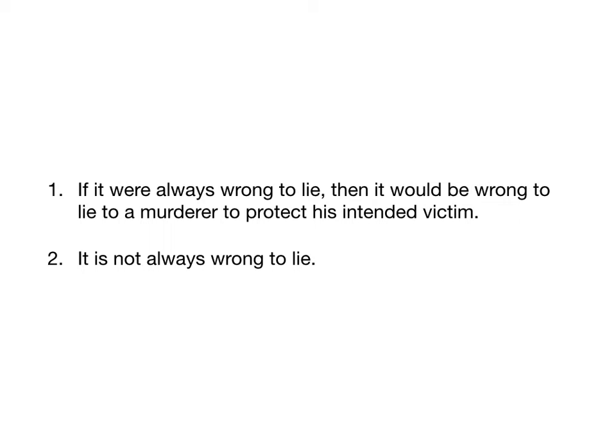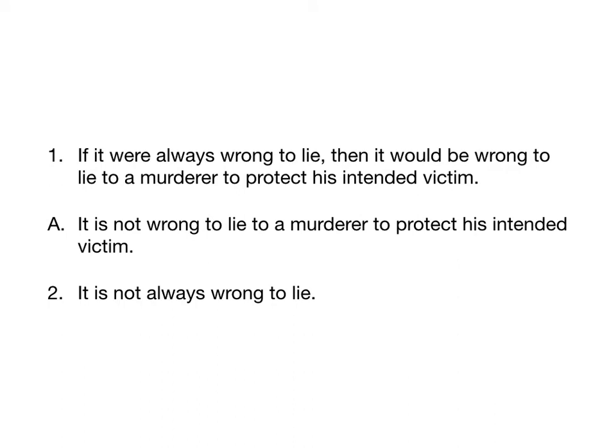But notice, there's kind of a gap here. One says, if it's always wrong to lie, then it will be wrong to lie to a murderer to protect his intended victim. Two says it's not always wrong to lie. How do you connect these two? Well, an easy way to do this: it is not wrong to lie to a murderer to protect his intended victim. So it is not always wrong to lie. This fills in the gap in the argument.